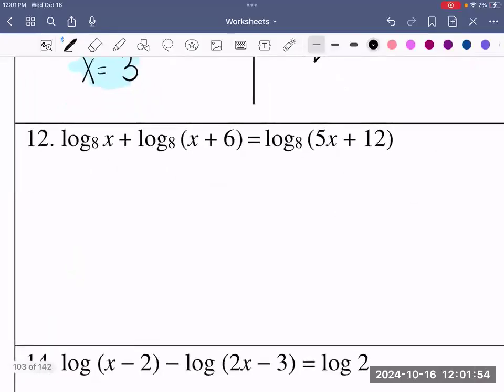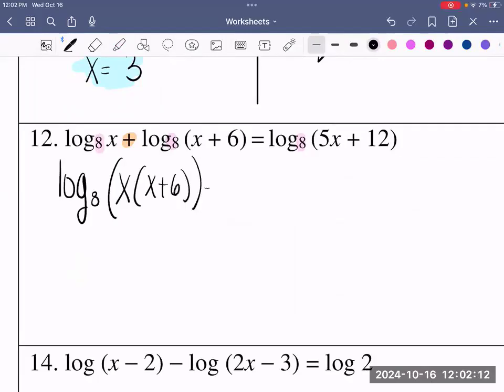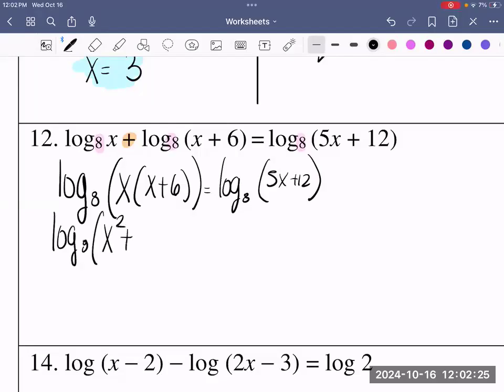So with 12, the only difference is that we now have an addition sign between your logarithms, and all of your logarithms have the same exact base. So we can go ahead and combine. Instead of dividing here, we actually multiply. So it's the opposite. When we go to simplify, we're multiplying. So we get x squared plus 6x is equal to log base 8 of 5x plus 12.